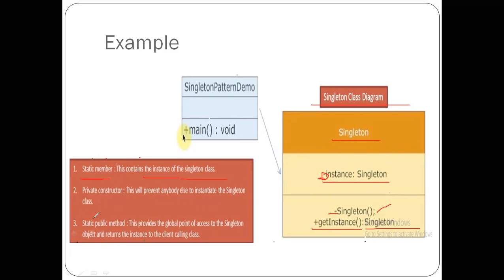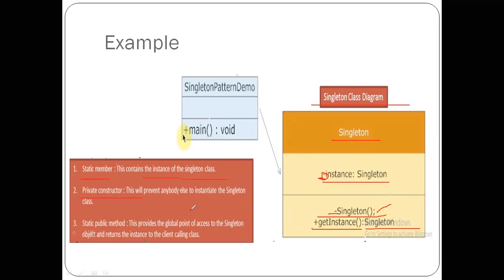If you see the second point, private constructor. Here we have used one constructor, the singleton constructor, isn't it? We have created one constructor here. So which kind of constructor is it? It is a private constructor. This will prevent anybody else from instantiating the singleton class. So it is restricted.